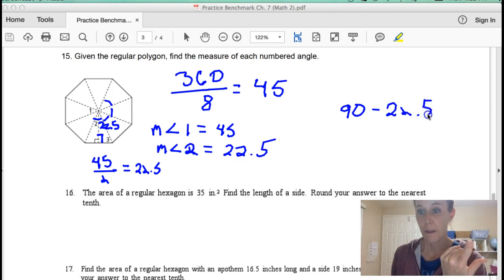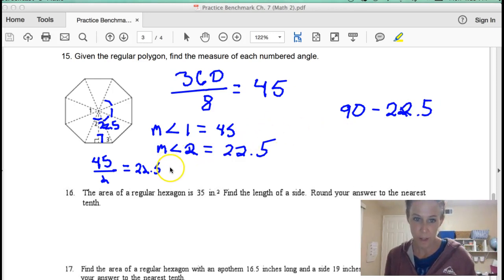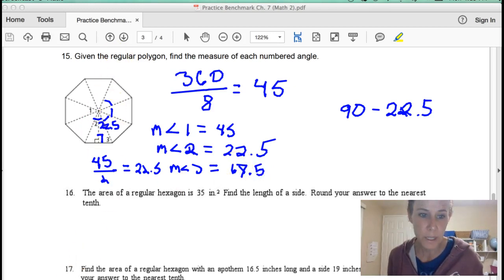And it is not letting me write the 2's. Okay, so when I do 90 minus 22.5, I'm going to get the measure of angle 3, which is going to be 90 minus 22.5, which is 67.5. That's a 7. All right, there we have it. Pretty easy.